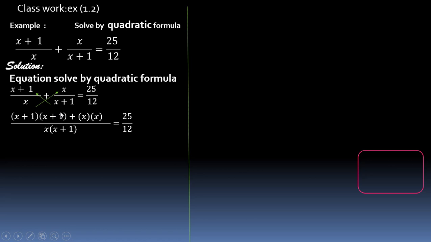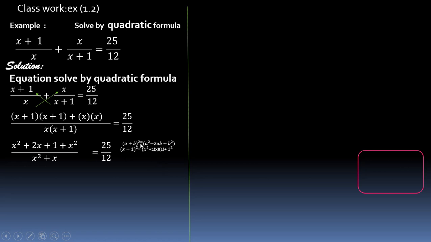Applying the formula a plus b whole square is equal to a square plus 2ab plus b square, where a value is x and b value is 1. Putting the values in the formula, a square is x square, plus 2 times x times 1, plus 1 square: x square plus 2x plus 1, plus x square upon x square plus x, since x times x plus 1 is x square plus x.